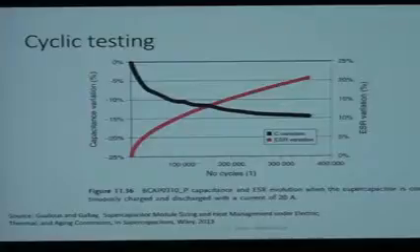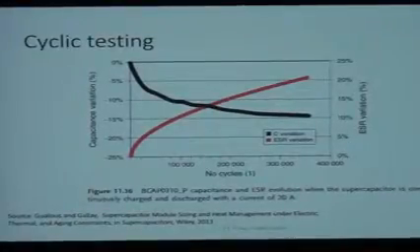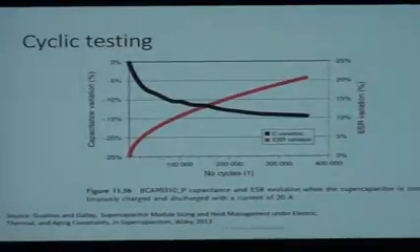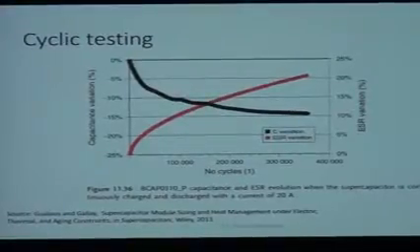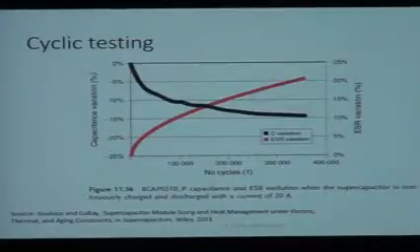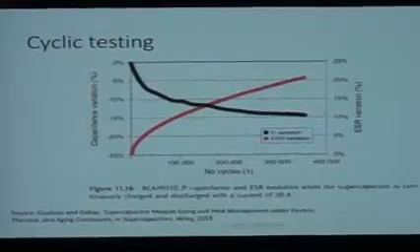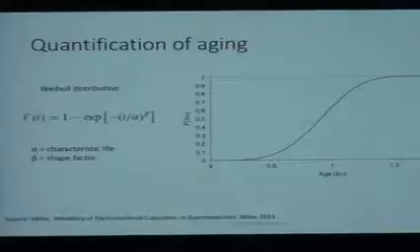Here's another example of cyclic testing, going up to 400,000 cycles. Just a different way of looking at it. This is a different source, but it's again a capacitor with an organic electrolyte. Your capacitance is dropping over nearly 400,000 cycles only by about 15%, and your ESR is going up. So I think we've probably said enough.